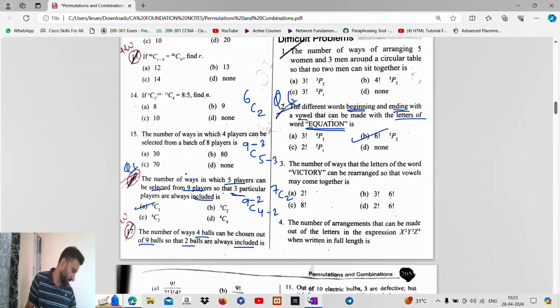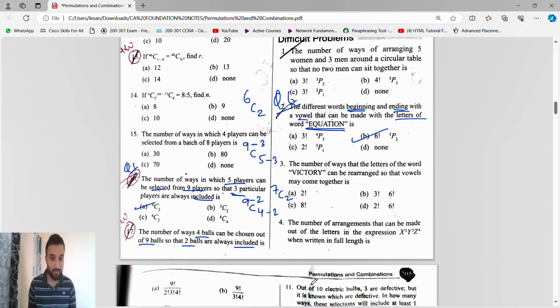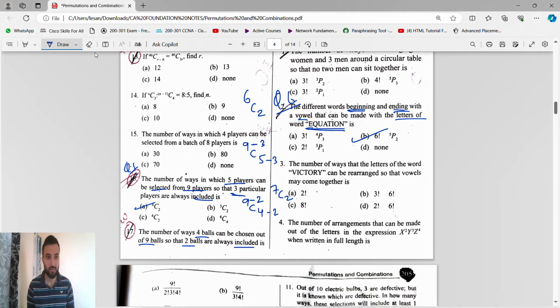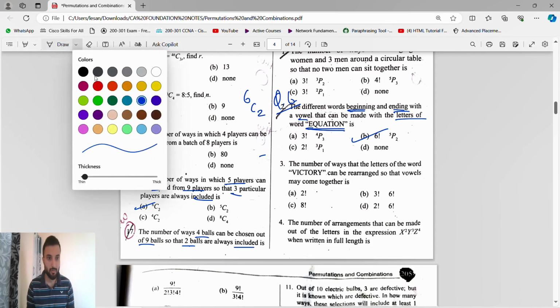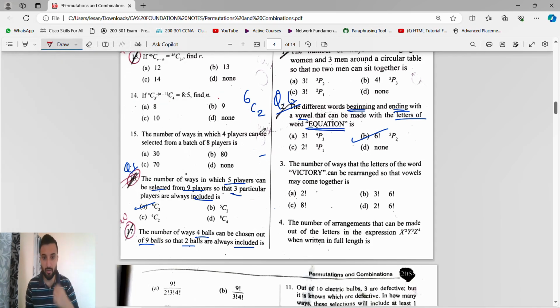Now question number 6 is done. Next, question number 7. The number of ways that the letters of the word VICTORY can be rearranged, but the condition is that the vowels must come together.